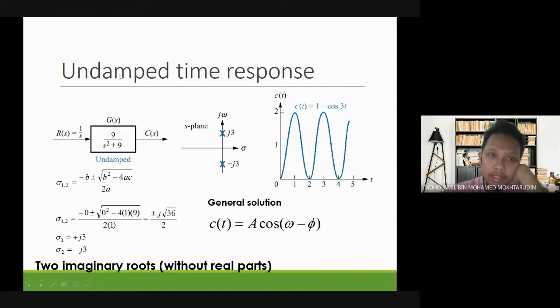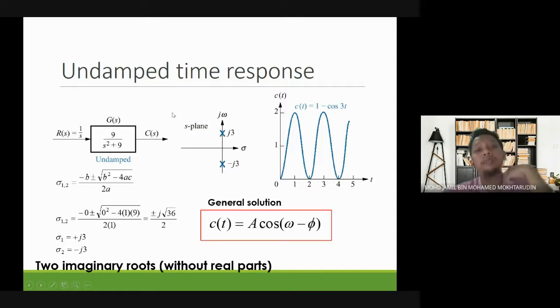Tidak terdamp. Okay, so for undamped system, you must have two imaginary roots, but without the real parts.